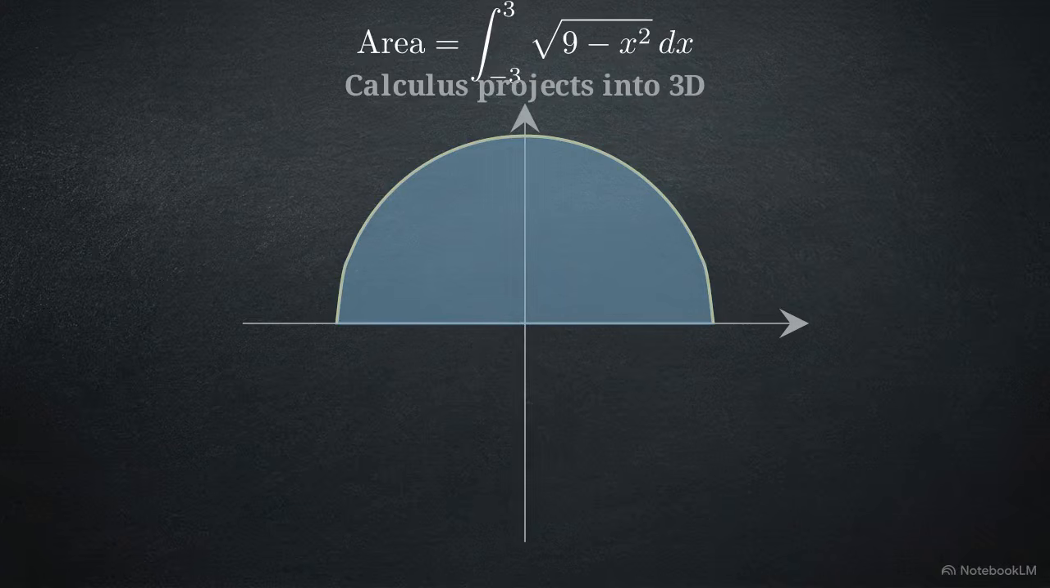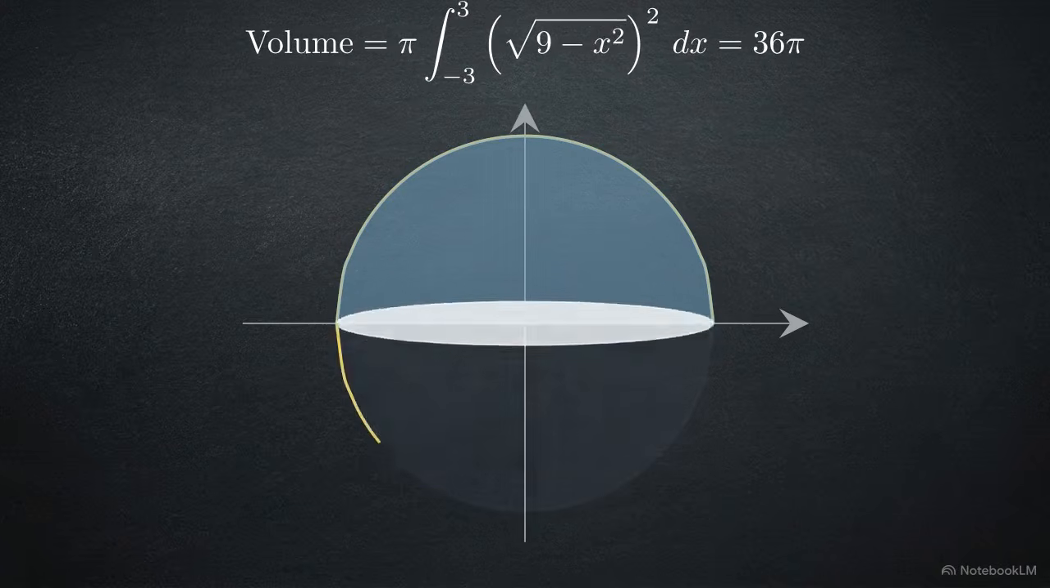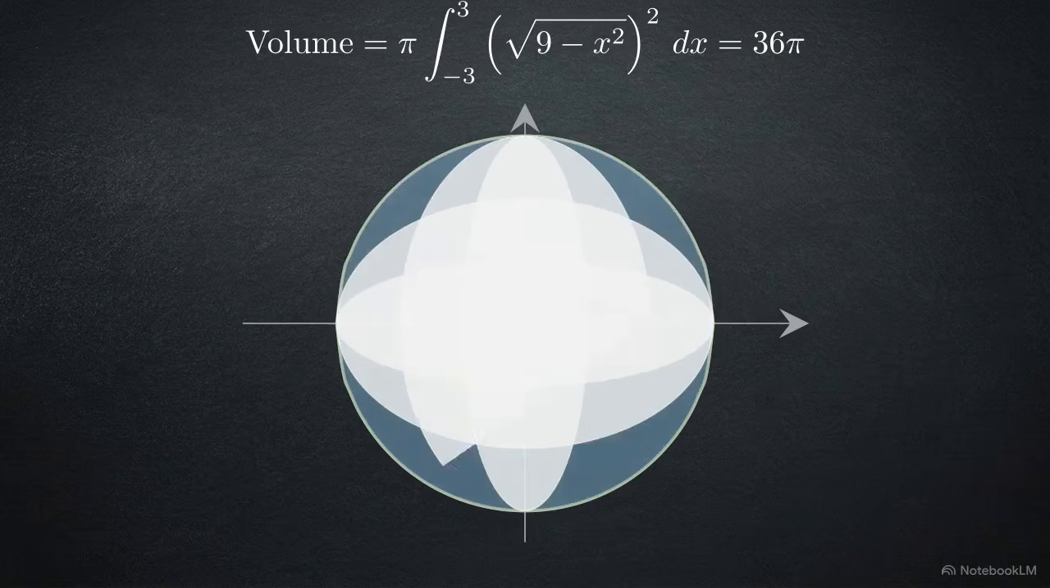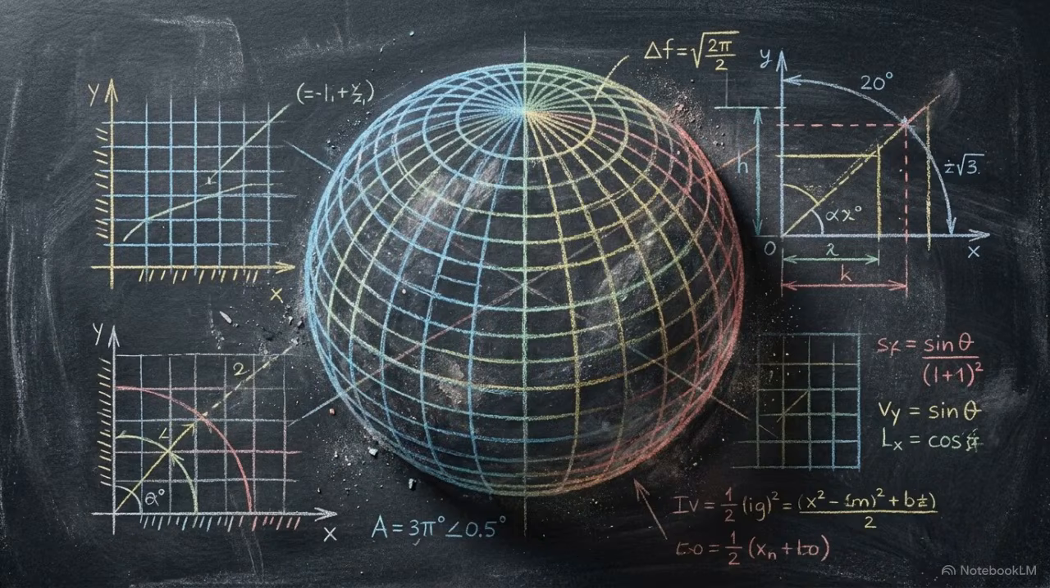Next, integration calculates the 2D area beneath the curve. Finally, rotating that plane constructs a solid 3D volume. We will build this pipeline step by step, demonstrating how these equations provide the geometric blueprint for a three-dimensional object.